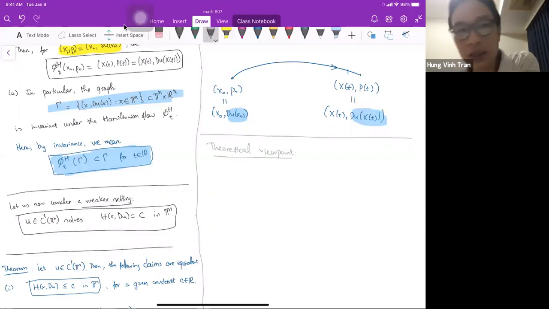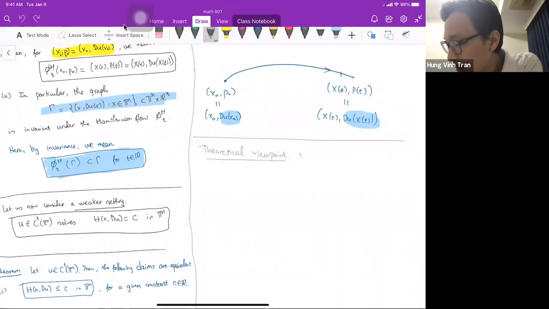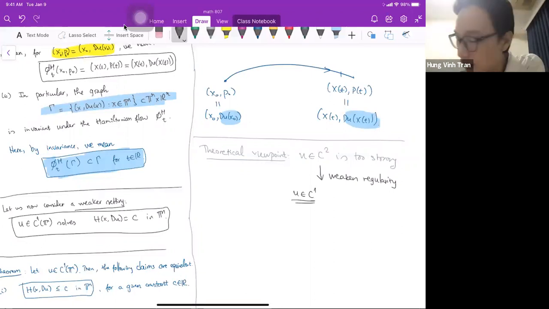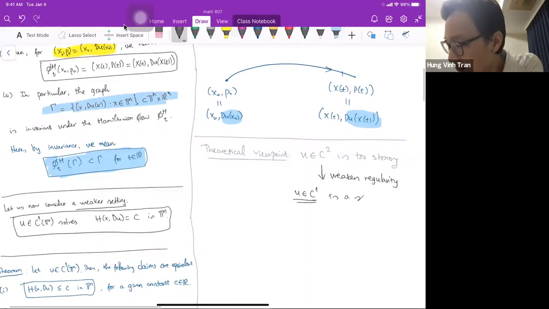You might say that C2 and C1 are the same, which is more or less true in certain settings if you have regularity. But in this case, it turns out that later on, we don't have a lot of regularity of the solutions. So we say that u being C2 is too strong. Let's just weaken the regularity assumption and assume that u is C1. This is enough, because our equation is a first order equation. So u in C1 is a solution to the Hamilton-Jacobi equation H(x, Du) equals C in T^n, and this is still a classical solution.